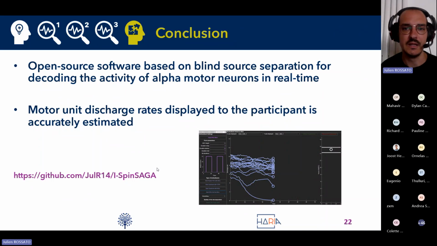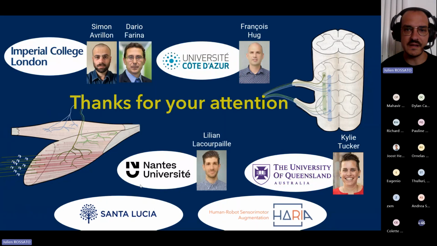So in conclusion, I presented iSpin, a freely available software that allows an EMG signal to be decomposed into motor unit activity in real time. In addition, the algorithm performance has been measured, enabling accurate real-time identification. The software, compatible with Saga from TMSi, is available in a public repository on my GitHub account. Here you can see all the contributors to this work, and thank you for your attention.